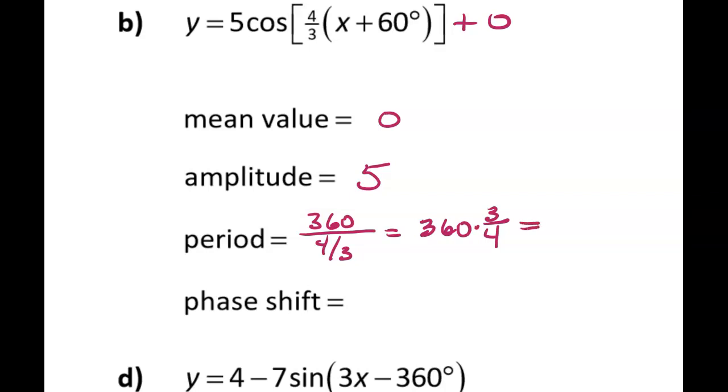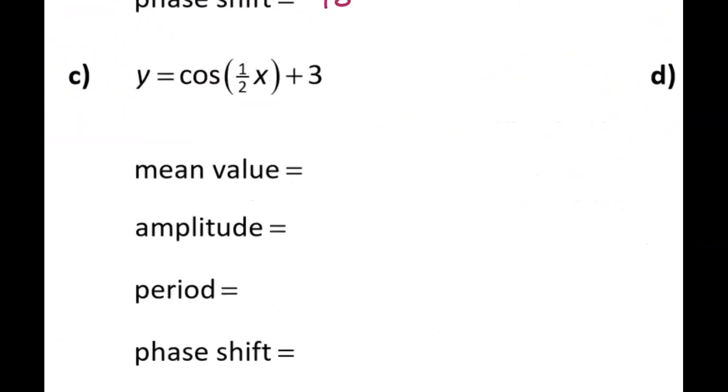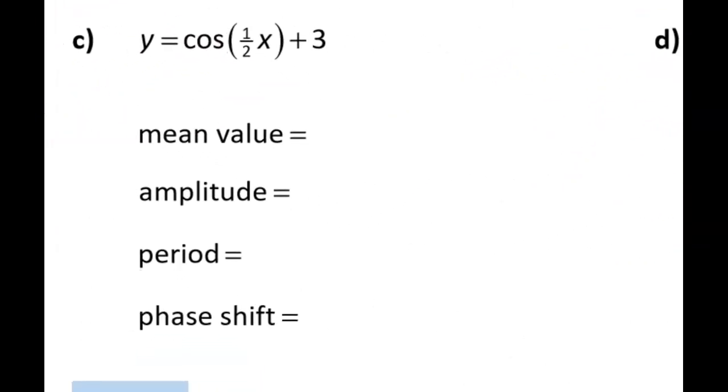1/4 of 360 is 90, so 3/4 would be 270 degrees. And our phase shift is -60 degrees. That's the number that's subtracted. We have x minus -60. All right, let's take a look at C.